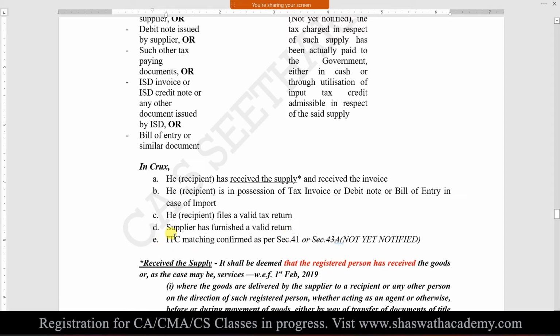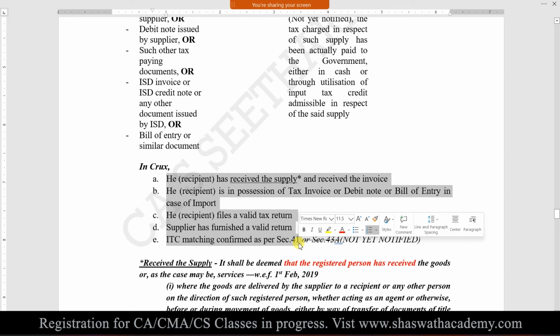And ITC matching should be confirmed as per section 41. Guys, what is section 41? How does this happen? Very simple. Whatever is sold by the supplier, you can only receive that. That is the matching concept. So GSTR 1 and GSTR 2A and 2B have to match. That is what they are trying to say. Only when all these conditions are satisfied, you are entitled to take credit.